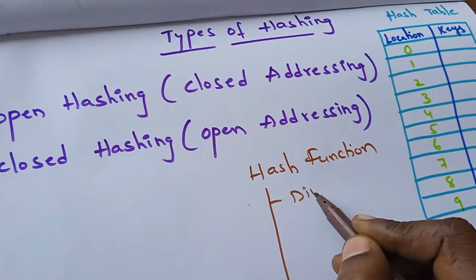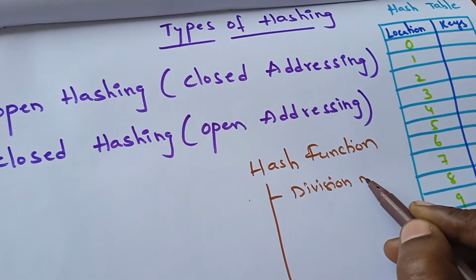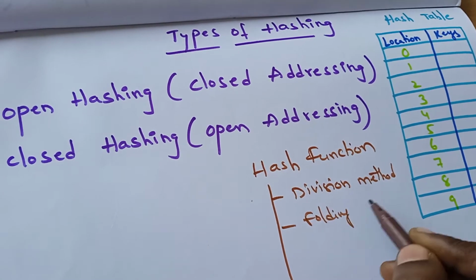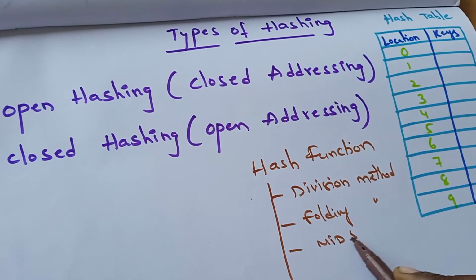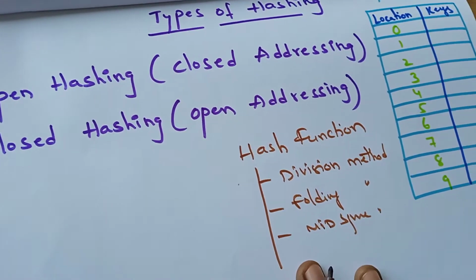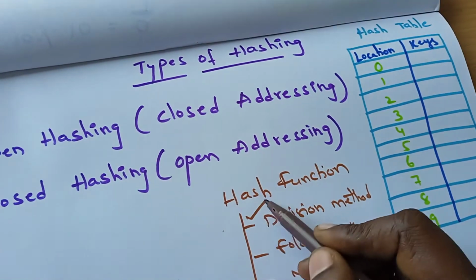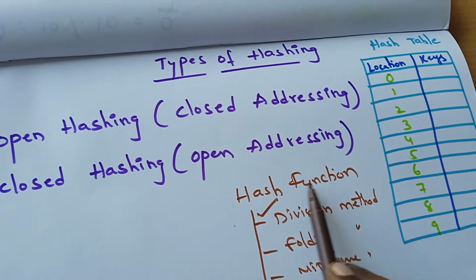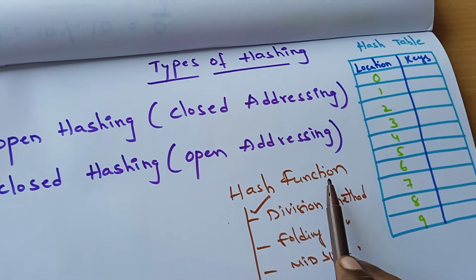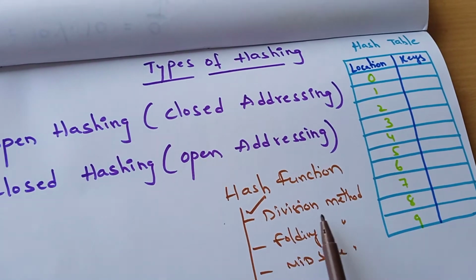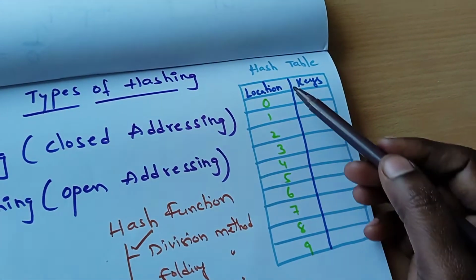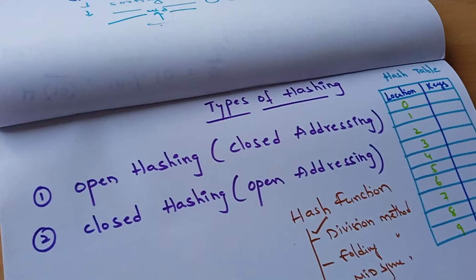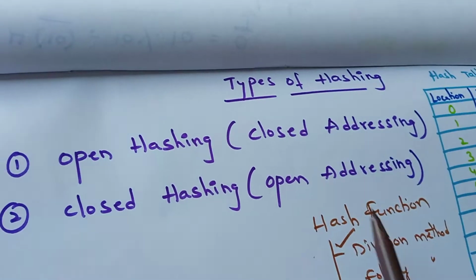We'll evaluate the hash function, and this hash function can be executed or evaluated in the following methods: division method, folding method, and mid square method. These are the methods. I'm taking the division method to make this video. So I'm evaluating a hash function based upon the division method. Using this method, I'm going to store my keys into the hash table. Okay, right. So now let's see what the types of hashing are.